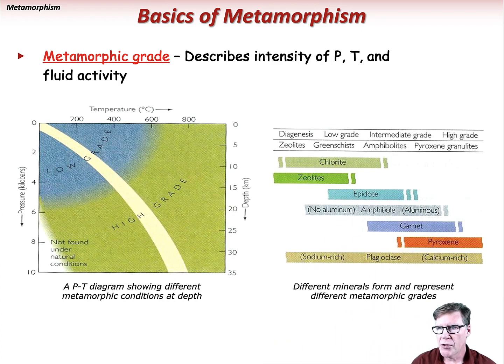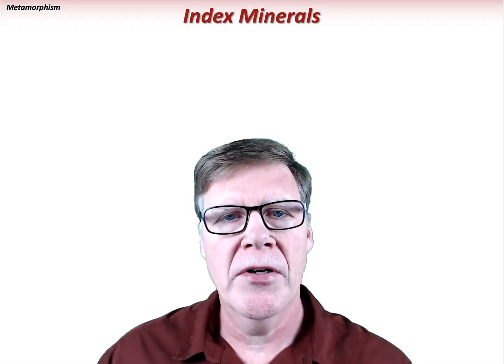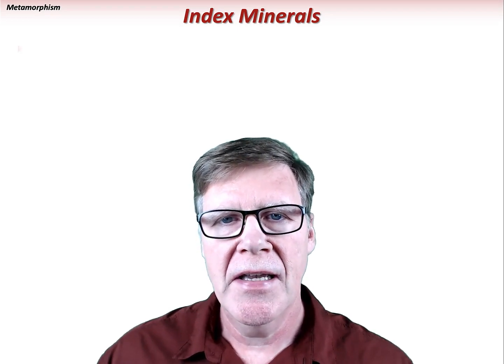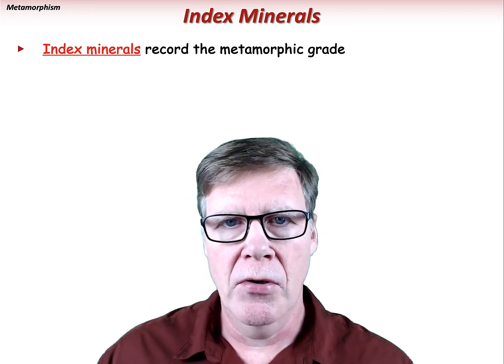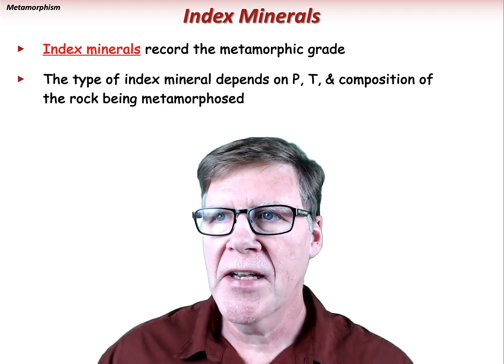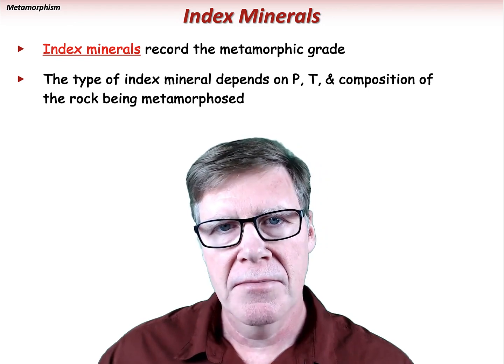The diagram at right shows the sequence of minerals that progressively form under different metamorphic conditions. Zeolites, chlorite, and sodium-rich plagioclase typically form at lower metamorphic grades, whereas garnet, pyroxene, and calcium-rich plagioclase form at higher metamorphic grades. Some minerals form under certain metamorphic conditions. These index minerals record the metamorphic conditions or metamorphic grade that existed when the mineral was formed. Formation of each index mineral depends on specific pressures and temperatures as well as the composition of the protolith.